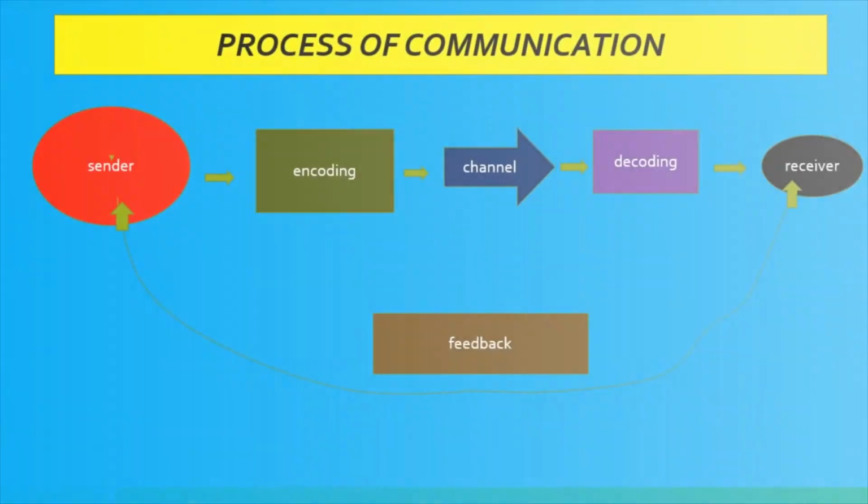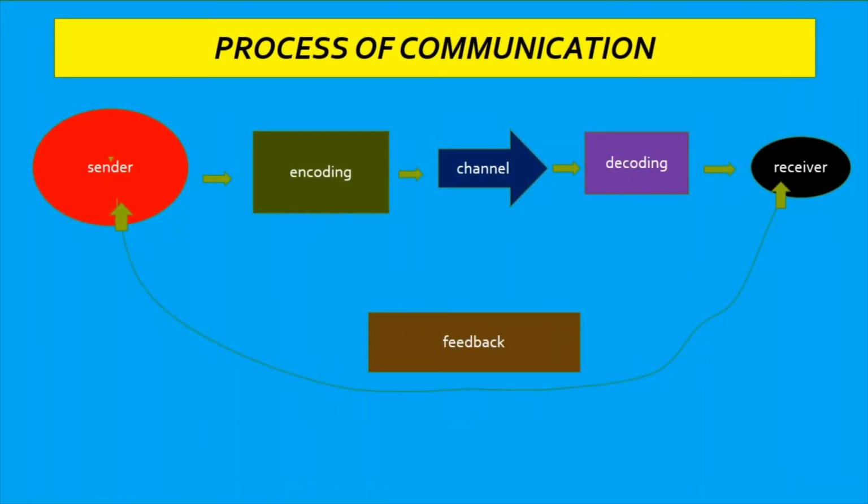A nice picture is given to you, the process of communication. In the first one the sender sends a message, which is encoded and sent through a channel, and the receiver decodes it and understands the message. In the same way, the receiver also sends a communication through a channel that is decoded by the sender. So both ways are possible. The sender can pass the message, and vice versa, the receiver can send the message to the sender.